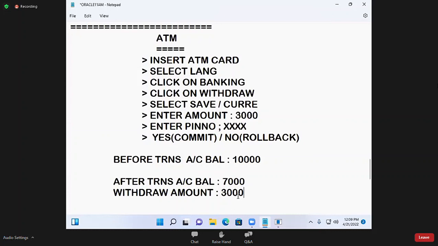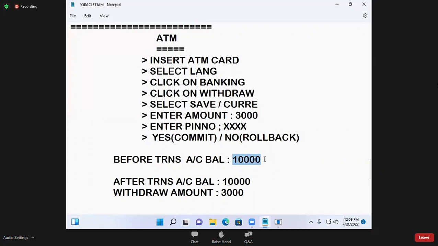For example, if you have 10,000 and you take 3,000, but still after transaction my balance is 10,000. If it is showing like this, then what happened before transaction? After transaction, how much? How much you withdraw? 10 plus 3. Is it satisfied? Is the calculation wrong now? Yes. Actually, my balance is 10,000.